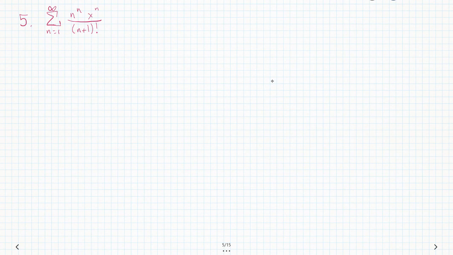Okay, so we've done some interesting ones. Now it's going to get a little bit heavier here. When we look at this summation, n equals 1 to infinity of n to the nth power, x to the n power, over n plus 1 factorial, what do you think we should use in order to solve this one? What's our approach? And once again, it's going to be a limit as n goes to infinity.